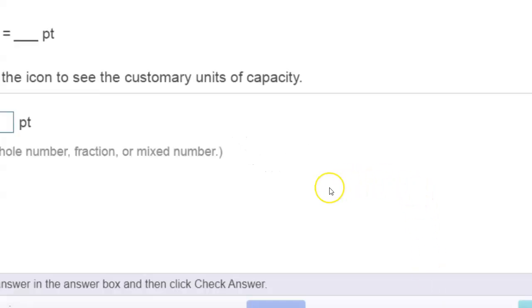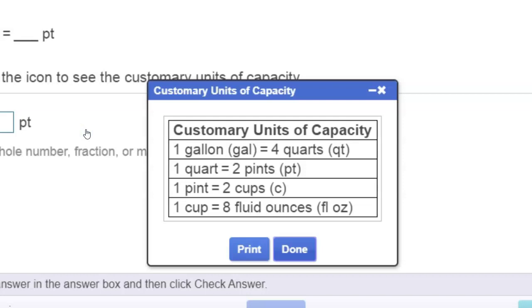Let's move on to question 6. Convert the unit of capacity. 5 1/6 quarts equals how many pints? I'm going to click on the icon again to see what it is equivalent to. I have 1 quart equals 2 pints.